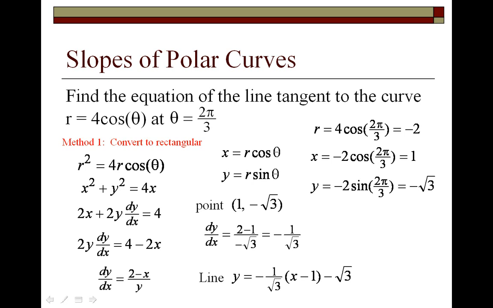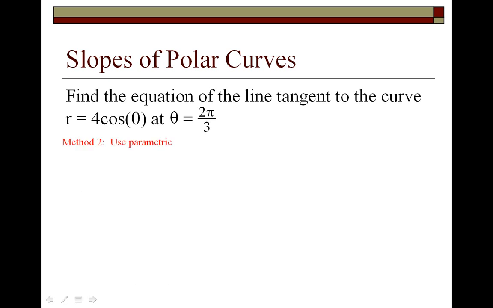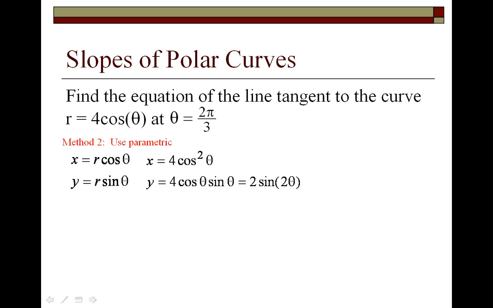So that's one option for working the problem: convert it over to rectangular. I'm going to show the other method right now. This is method 2. We're going to use parametric equations. So again, we need to use x equals r cosine theta, y equals r sine theta. So x equals 4 cosine theta times cosine theta, which gives me 4 cosine squared theta. And y, r sine theta, would be 4 cosine theta times sine theta. I get 4 cosine theta sine theta, which is equal to 2 sine of 2 theta. It makes it a little bit easier to do your derivative if I change that using the double angle for sine. You don't have to do that, but it does help.